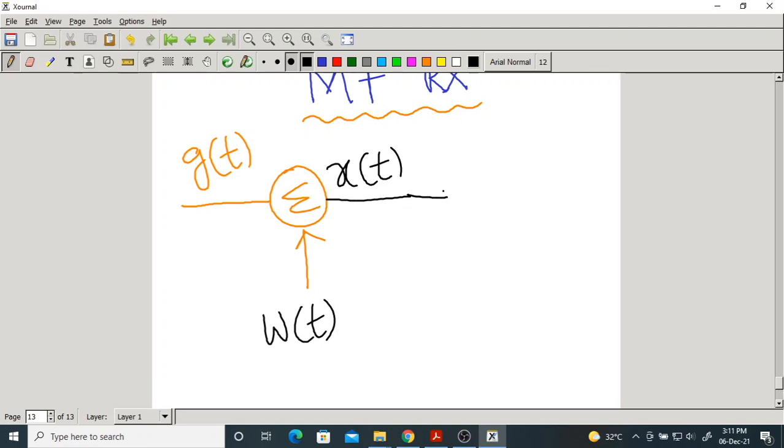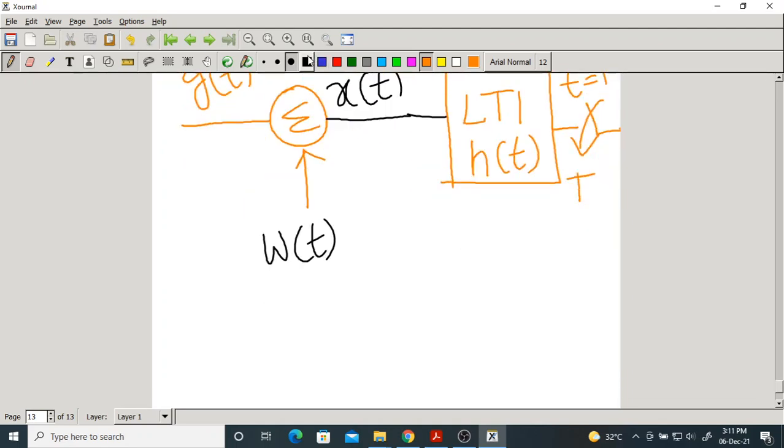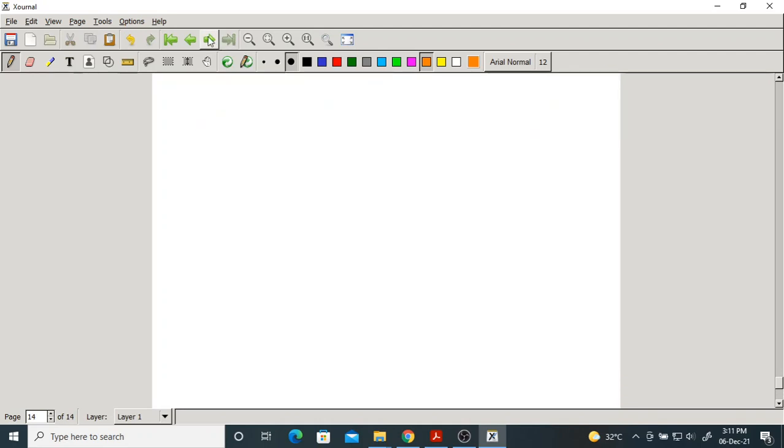Now it will be given to the receiver. In the receiver we have a filter, a linear time invariant filter with impulse response h of t. Later we sample the output of the filter at t equal to capital T. Later we use the detection or decoding. So briefly I can say that.